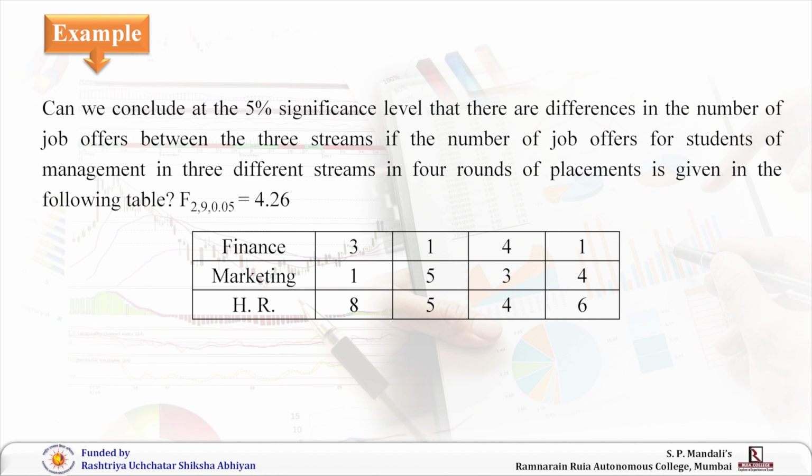An F distribution has 2 sets of degrees of freedom, one for the numerator which is the between group sum of squares and one for the denominator which is the within group sum of squares. So, the given value of the table here, which can also be verified for 2 degrees of freedom of numerator and 9 degrees of freedom of denominator, is 4.26.